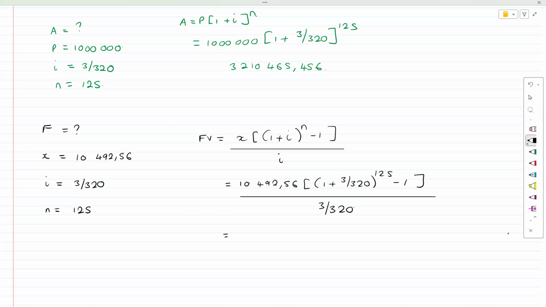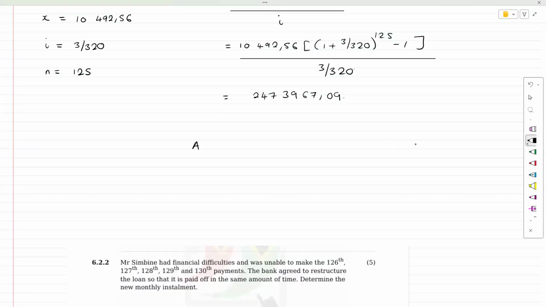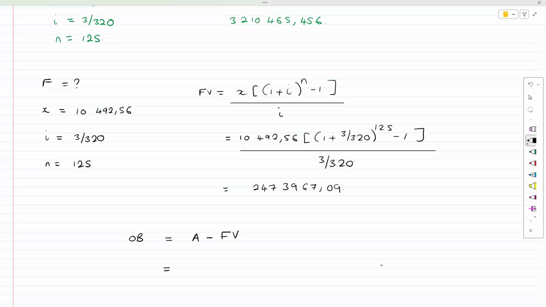So this answer is 247,3967.09. Okay. Now what we can do is take the compound interest minus the future value, and that should give us the outstanding balance, unless we made a mistake. But maybe, maybe not. Let's see what happens. 465 point. This is the way your schools use, guys. If you're using this method, it's fine. You can do it in one step as well. I know sometimes I'm a bit excessive. I do everything step by step, but it just makes it easier for me.